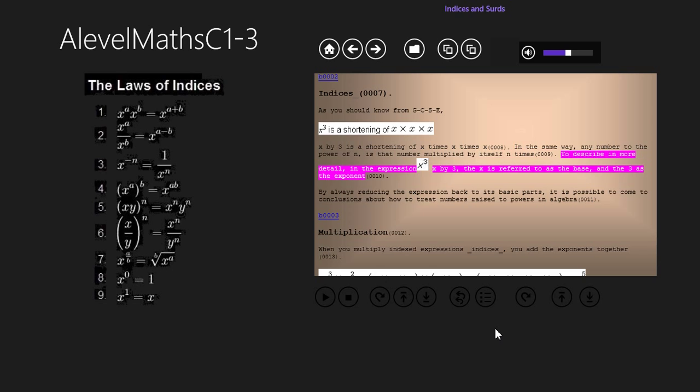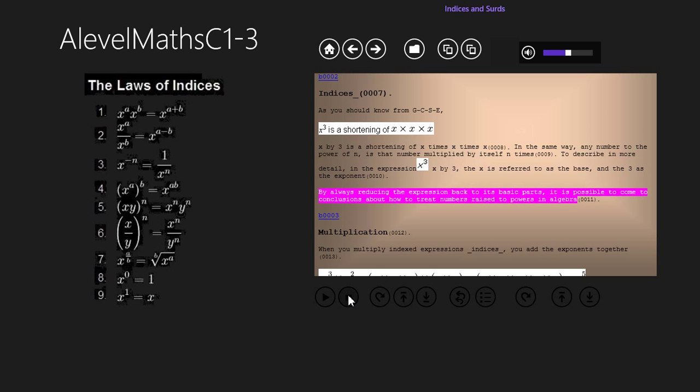To describe in more detail, in the expression x to the power of 3, the x is referred to as the base and the 3 as the exponent. By always reducing the expression back to its basic parts, it is possible to come to conclusions about how to treat numbers raised to powers in algebra.